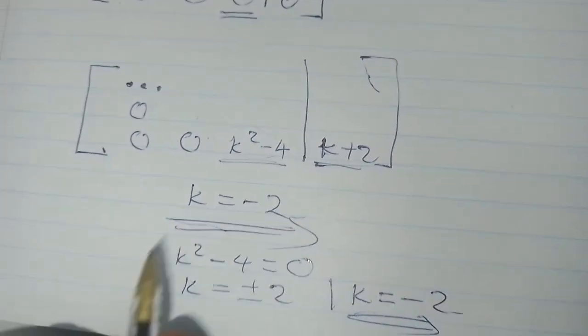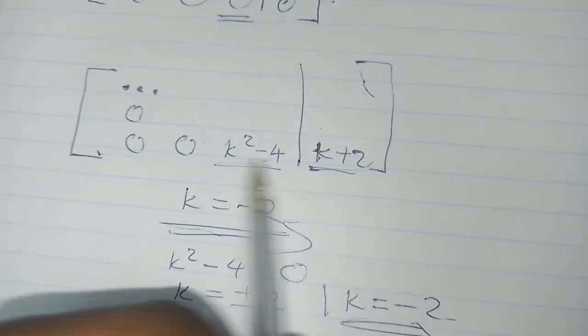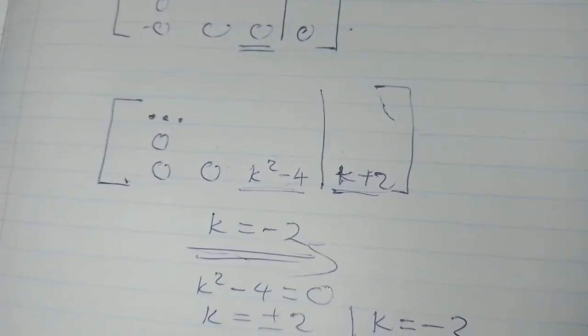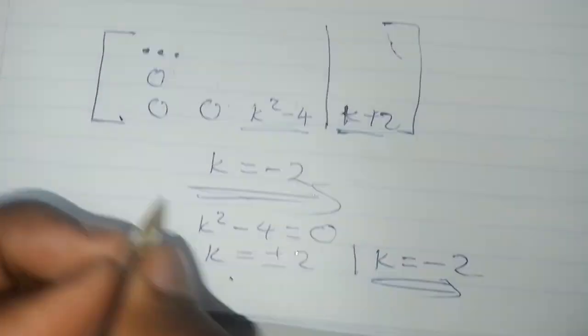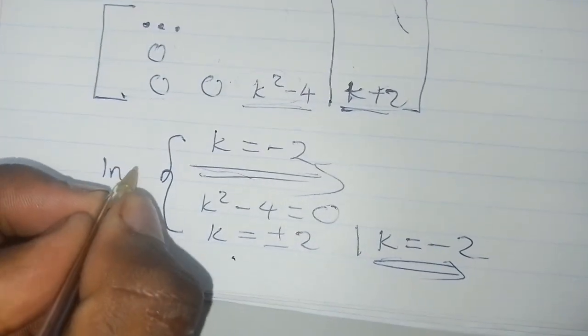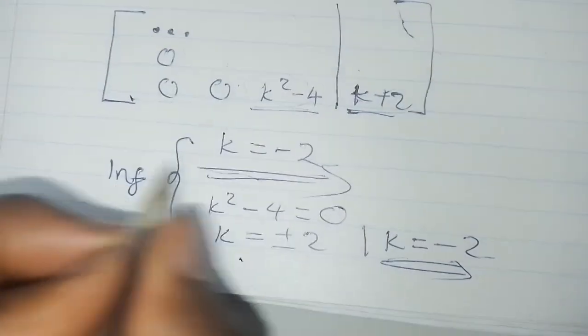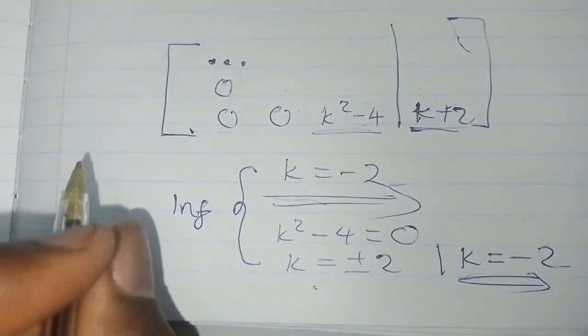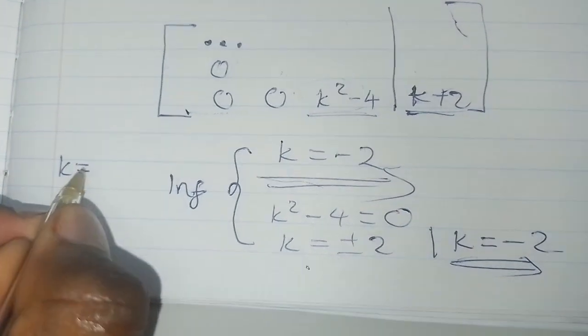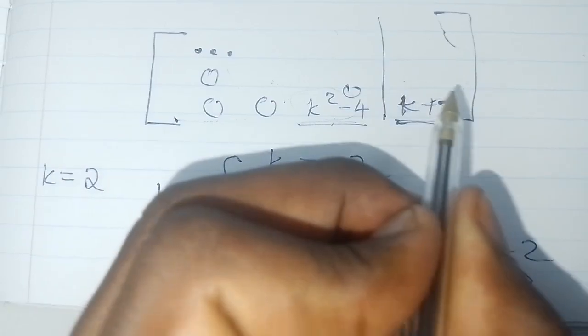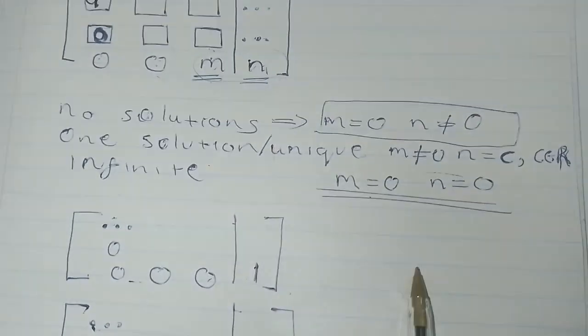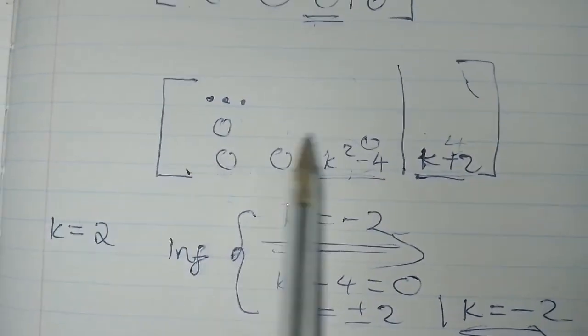Then where does this system have no solution? Remember, for k equals minus 2 it's infinitely many solutions. For no solution, k equals positive 2. That way here it becomes 0, and on the side you get 4, so it gives us the condition where you have a zero coefficient and a nonzero constant. So if k equals 2, that's where you have no solutions.